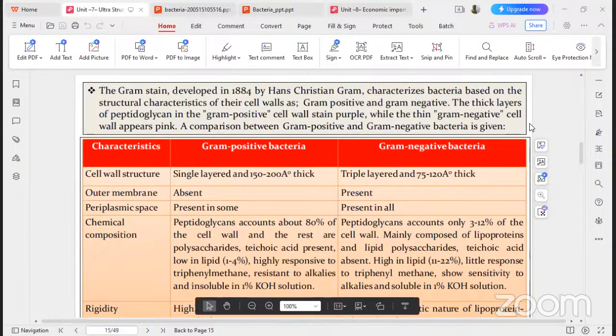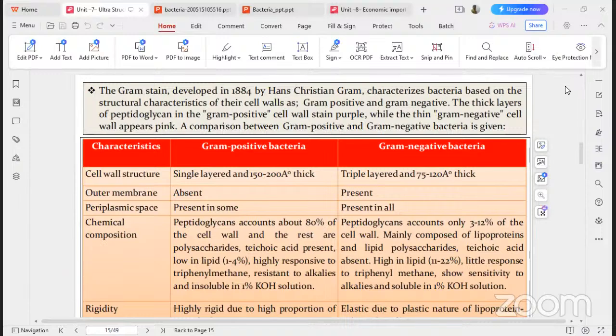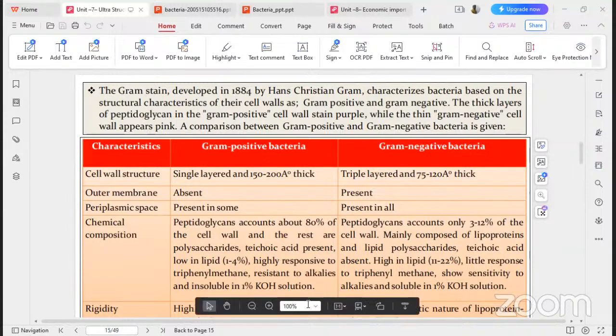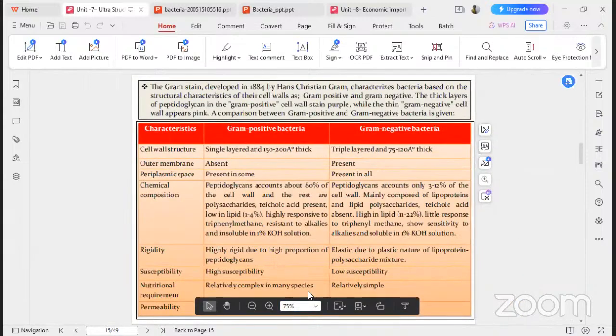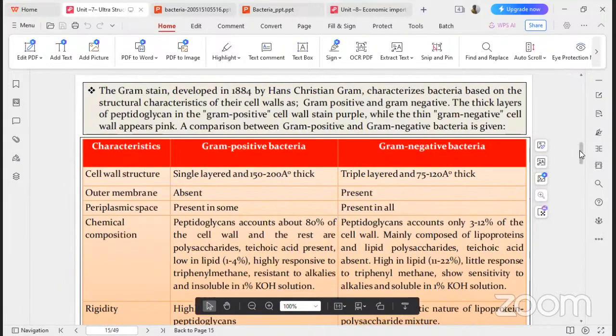Then where are we? The slide share is not there. Okay, again I have to share. Yeah, here you can see. Yeah, now you can see. Okay, is it visible? Otherwise I will make it 100.